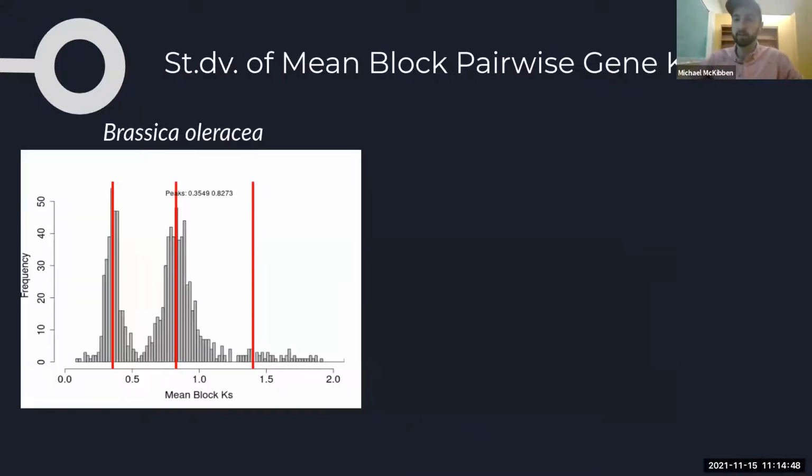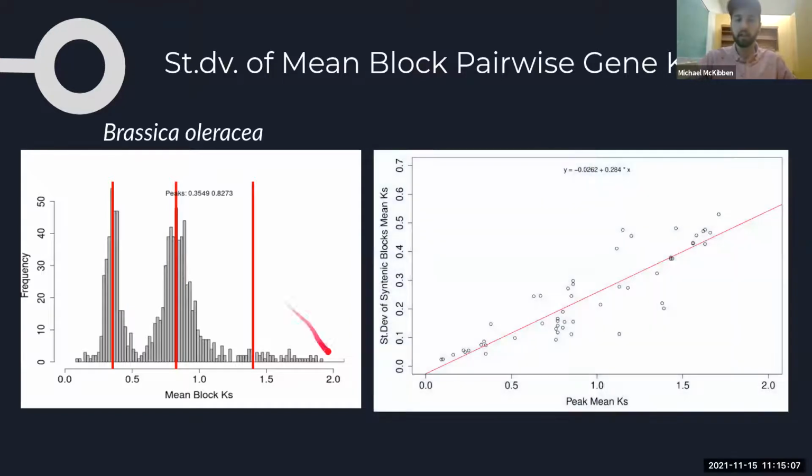Moving on to values of Ks, I started by observing the distribution of mean pairwise block Ks for each of the whole genome duplications. As an example of Brassica rapa, you can see that the youngest peak in it is relatively narrow, and as these peaks age, they get wider and wider. Once again, I plotted the standard deviation of synthetic block lengths against the peak mean Ks and got a significant trend.